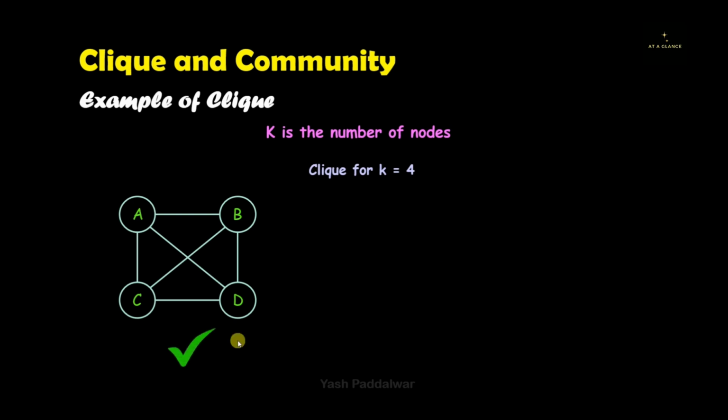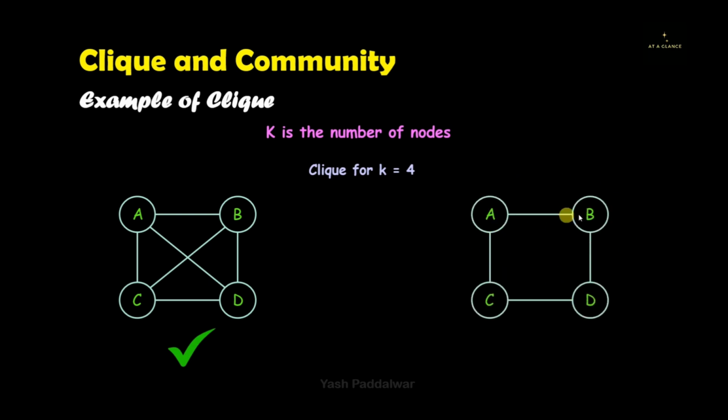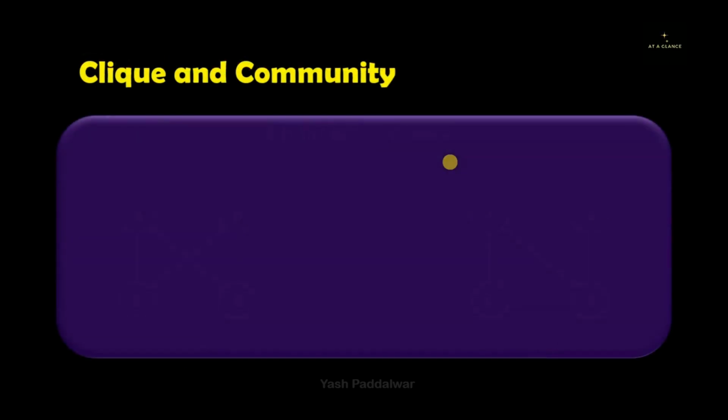Now, if you look at the right side, we have 4 nodes again, but in this particular example, you can see directly the A node and D node is not connected, as well as you can see the node B and C node is also not directly connected. Hence, it is not a valid clique for k equals to 4. Similarly, if you have this situation, here also you can see that A and D are not directly connected. In the next case, you can see that B and C are not directly connected. So I hope it is clear that every single node has to be strictly connected to every other node inside the network. Then only it will be called as a clique. So I hope the definition and the example of clique is clear to you all.